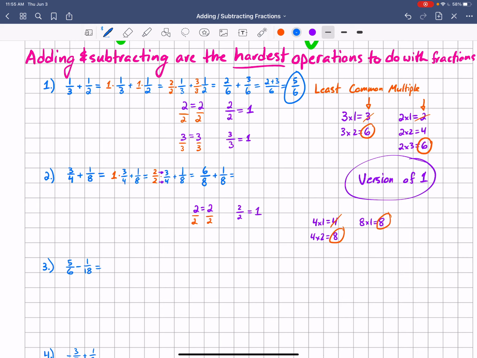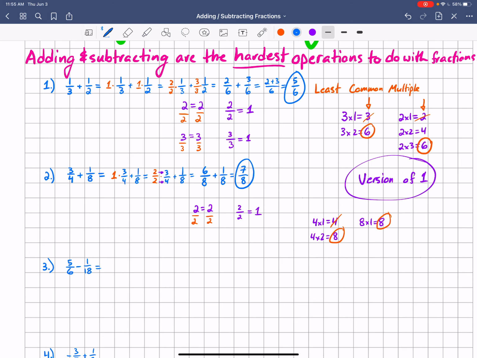Now that we have two fractions with a common denominator, we add the tops of the fractions and the bottom stays the same. So 6 plus 1 is 7. 8 plus 8, or no, I'm sorry, we don't add the denominators. So the denominator stays 8. Whew. Okay, so our final answer is 7/8.